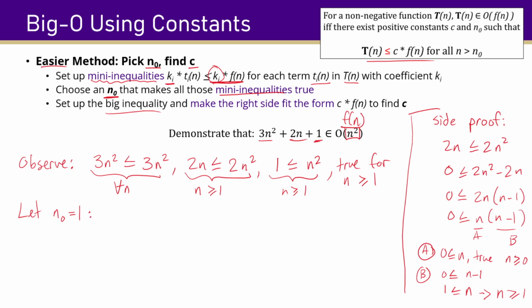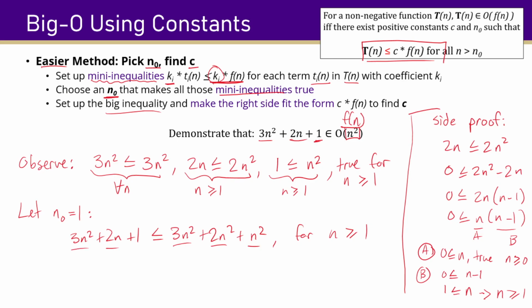And now we can set up that big inequality right here. So we'll go ahead and write down our t of n right here. That is going to be less than or equal to 3n squared plus 2n squared plus n squared, for n greater than or equal to 1. We just showed that those little parts are true. This is always going to be greater than that, that's always going to be greater than that, that's always going to be greater than that. So this inequality is true.